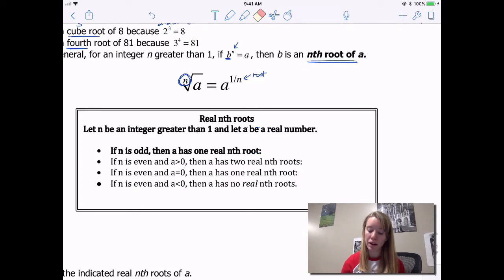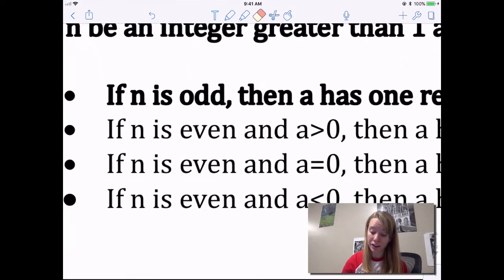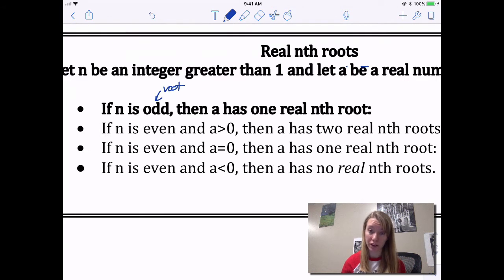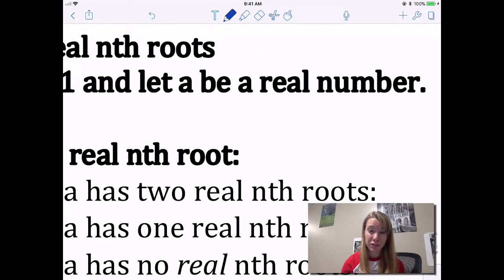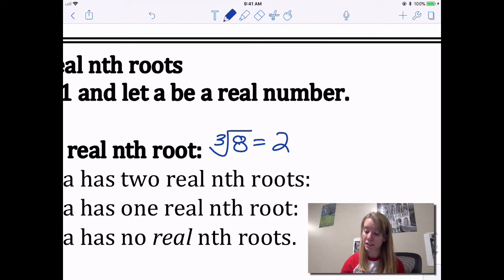So a couple rules about our nth roots. n is going to be our root. If n is odd, so an odd root, then a has one real nth root. The reason for this is because if we have something like the third root of 8, that could maybe be plus or minus 2, but if we check, 2 times 2 times 2 is definitely 8, but negative 2 times negative 2 times negative 2 is definitely not 8. So we can't say that we have a plus or minus in that situation.